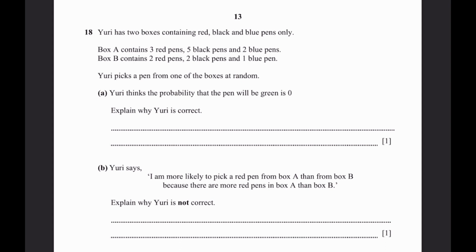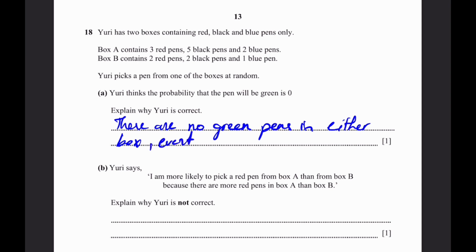The probability can only be 0 if it's impossible for it to happen. And since there are no green pens in either box, therefore the probability has to be 0. And the event is impossible.